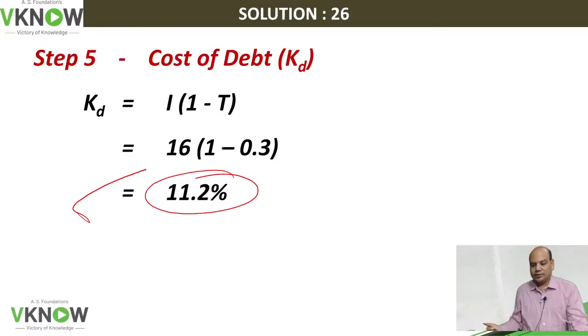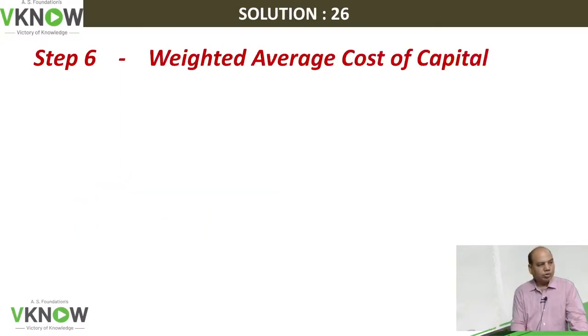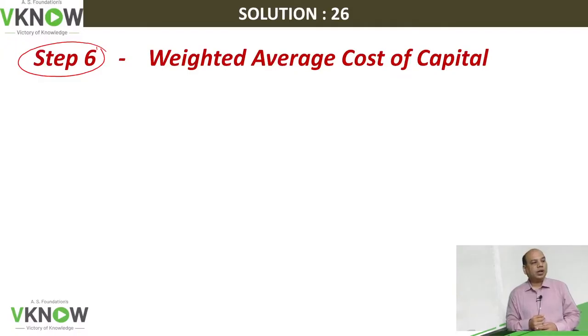11.2%. Is it right? 11.2%. Now write down step number 6. Step number 6, weighted average cost of capital. Very good.